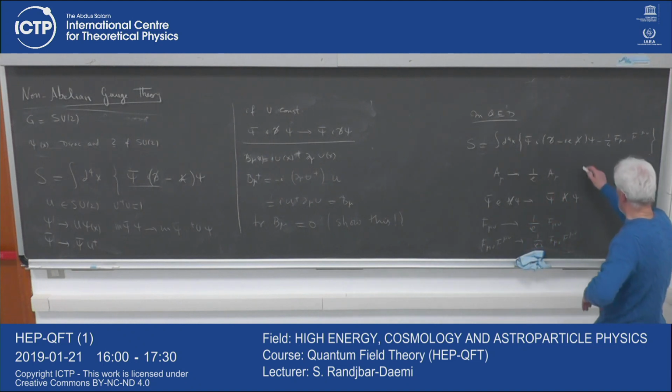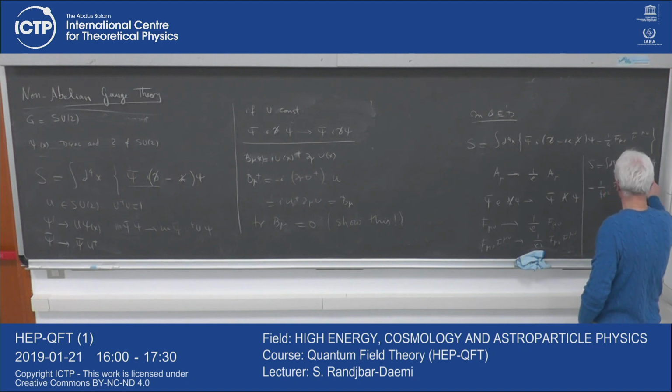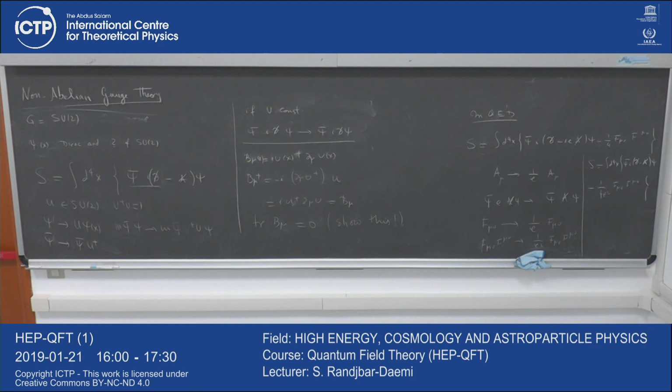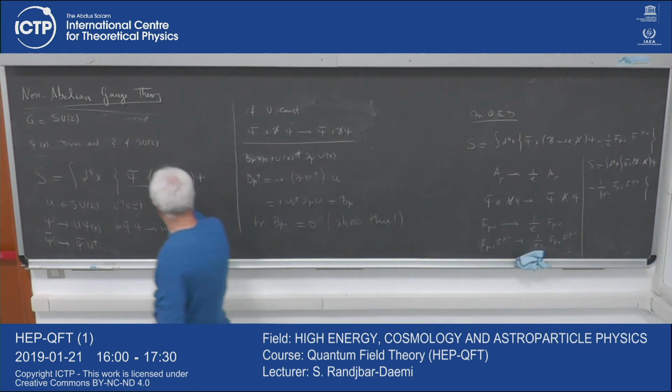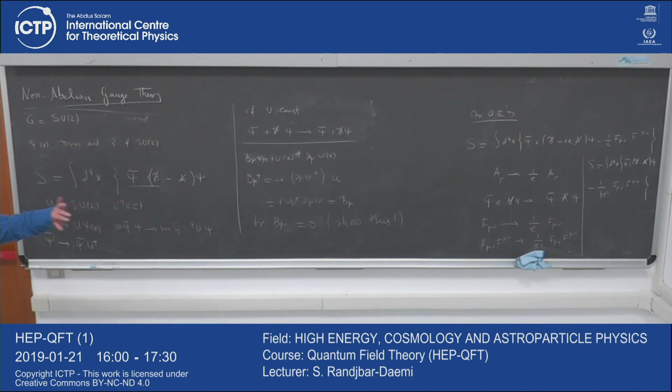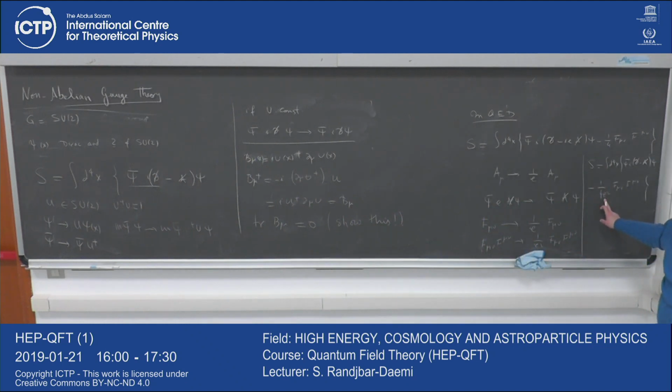Then the action, E will disappear from here, and the action will be the integral d4x psi bar I D slash psi minus 1 over 4 E squared F mu nu squared. So in the covariant derivative, you will not see E. Since we are going to play with the covariant derivative a lot, we will just write it in this form. When we write the analog of the F term, we have to remember that we have to put a coupling constant in front of it.